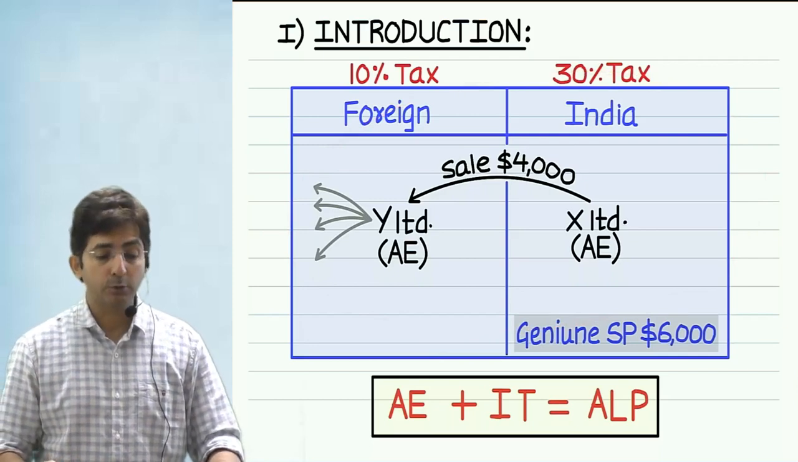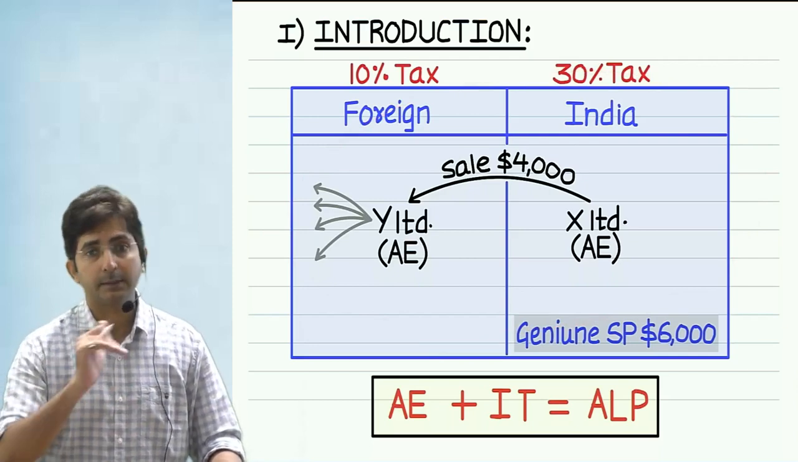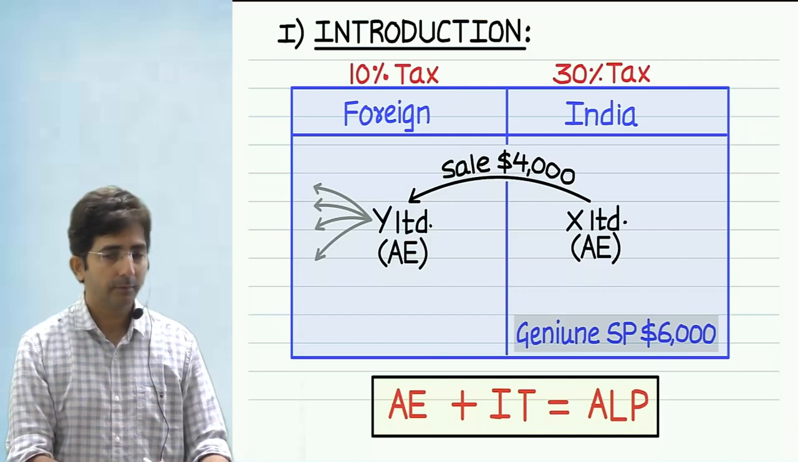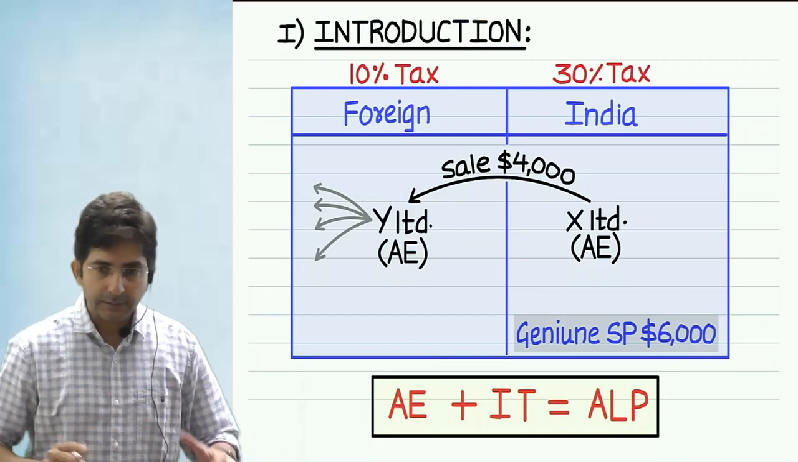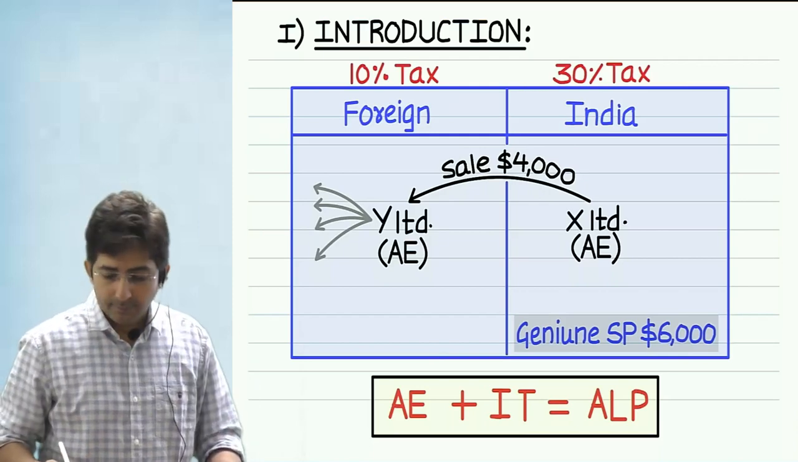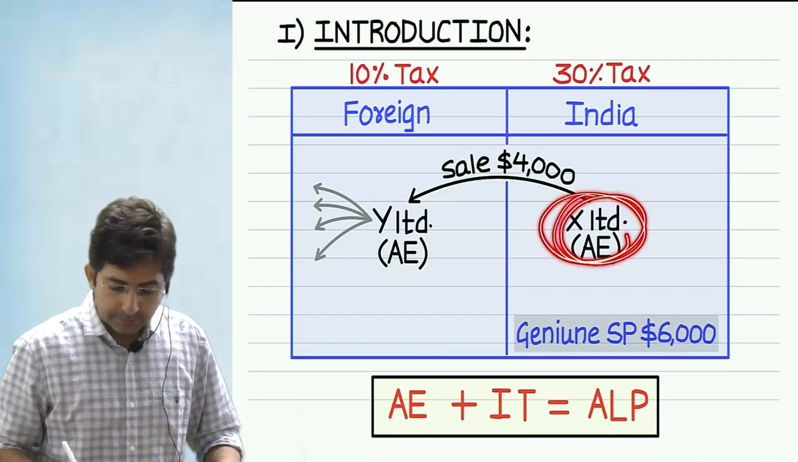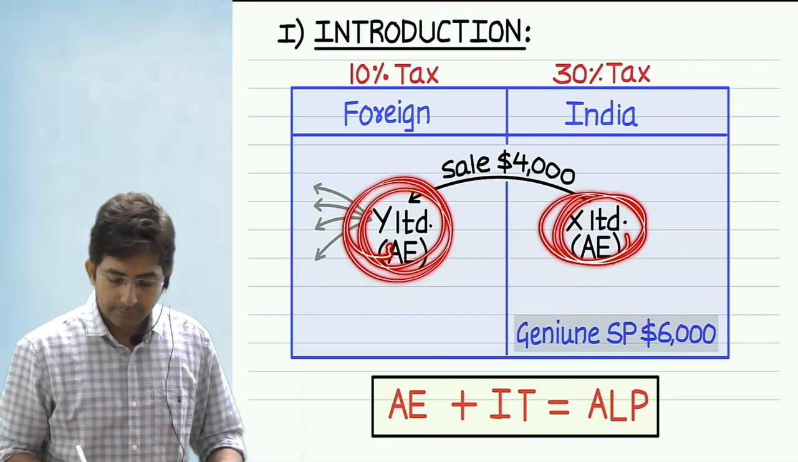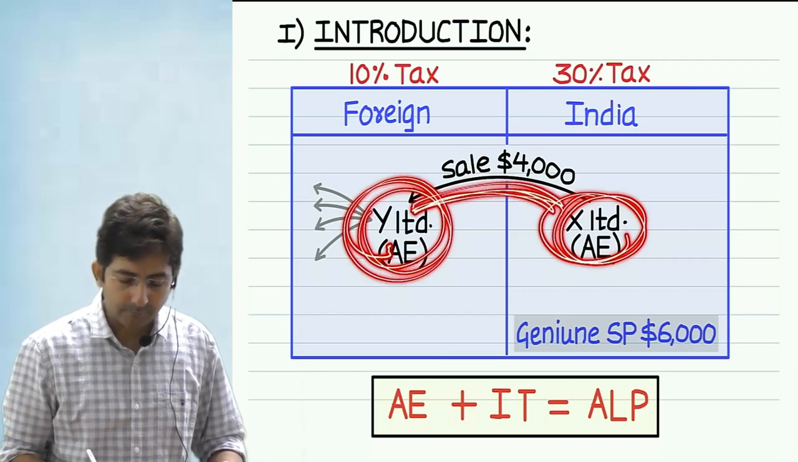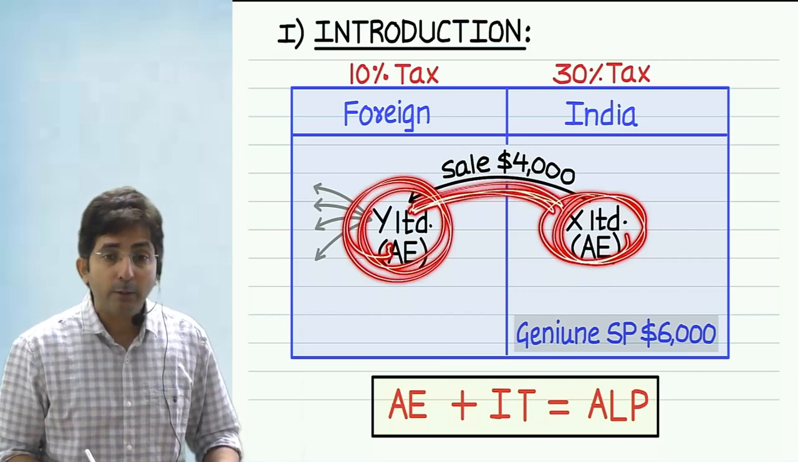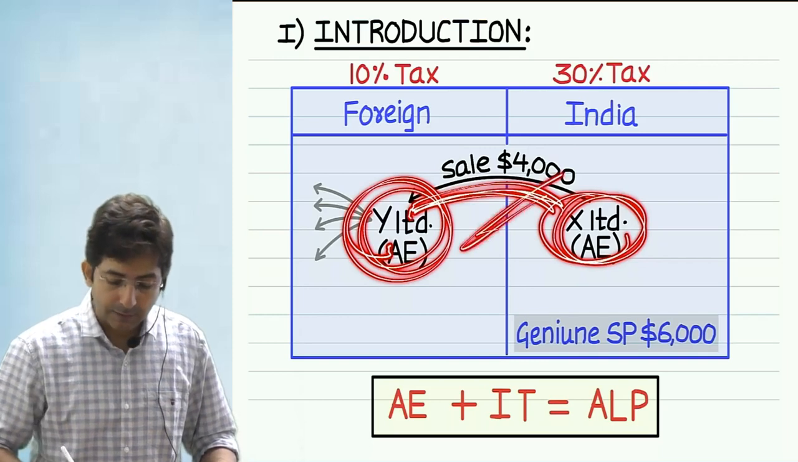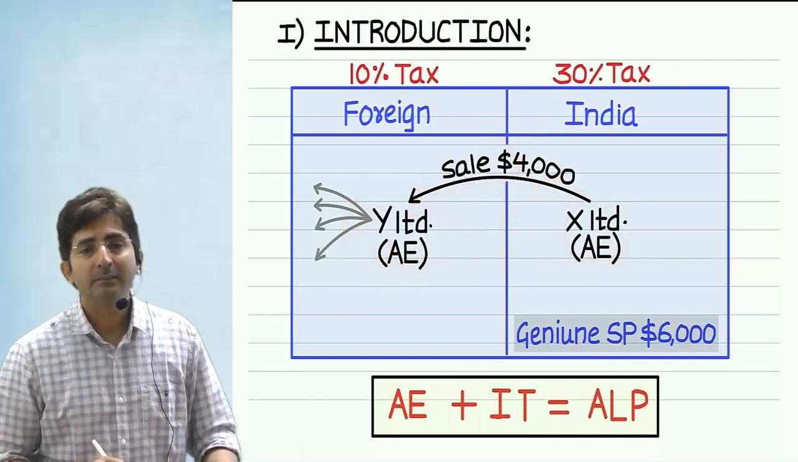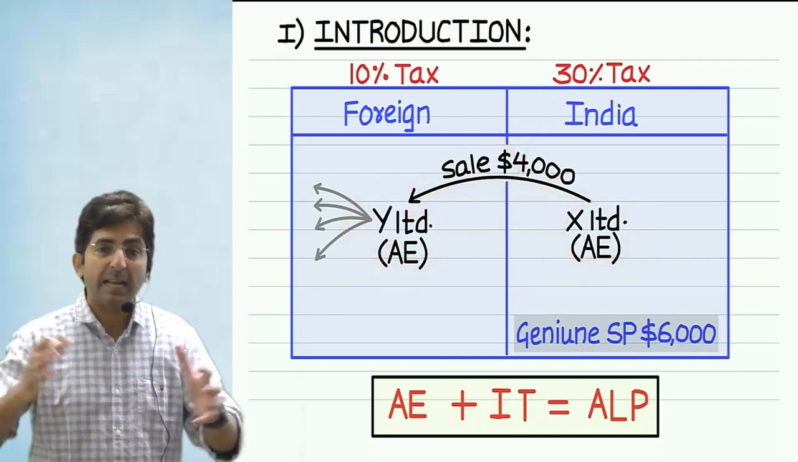Why is this chapter called transfer pricing? Can you see some transfer here? When X Limited is selling the goods to Y Limited, it is kind of a transfer. And the manipulation is in the transfer price only. That is why transfer pricing.